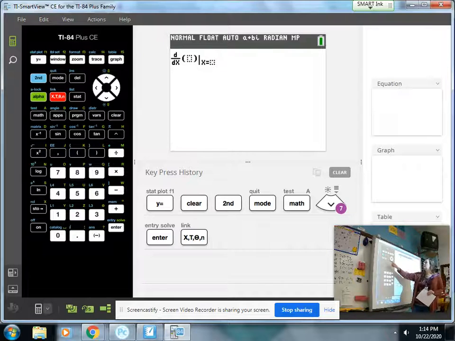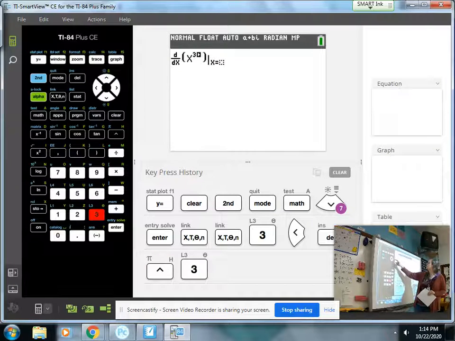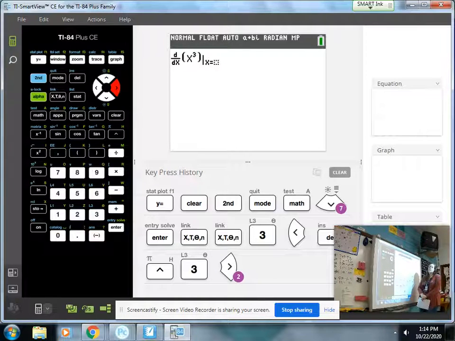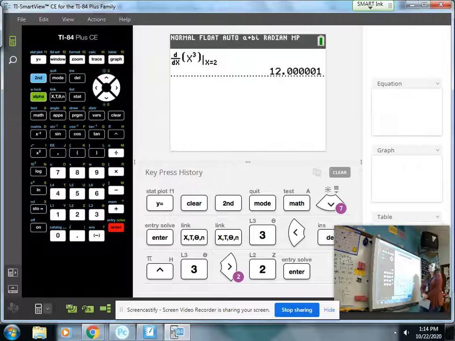Now we put the equation, which is going to be x to the third. And then I want to come out here and I want to fill in the number that I want to find the derivative at. So in this particular question, we were looking at 2. And you can see here they do the calculation and they got the same exact thing that we did working through by hand. So again, this is the formula that the calculator uses.